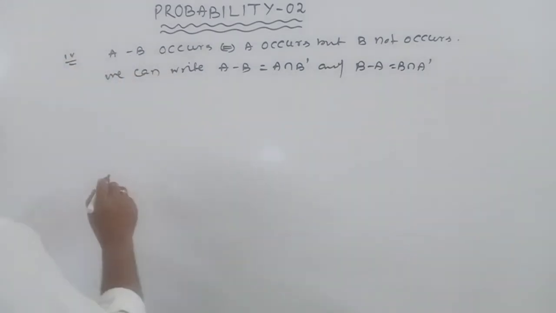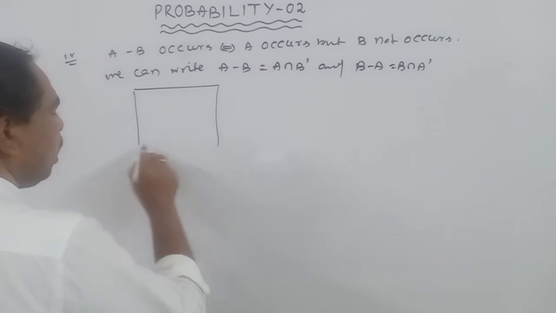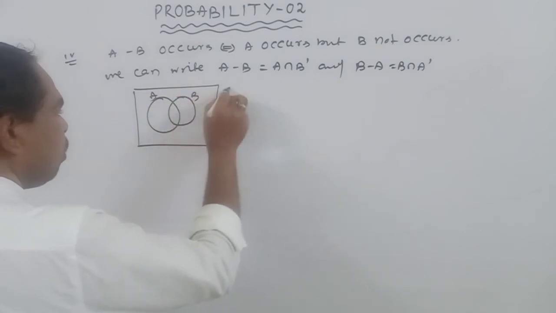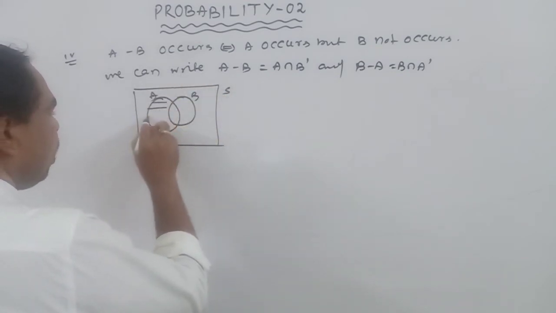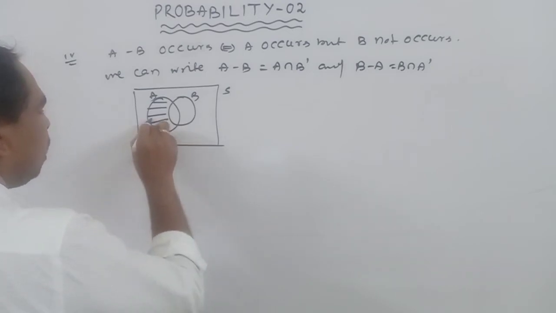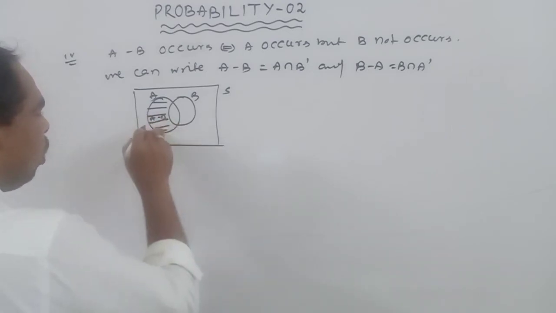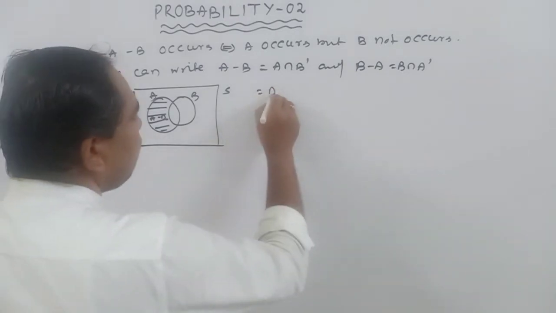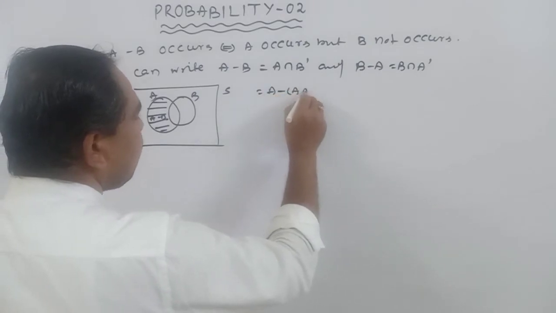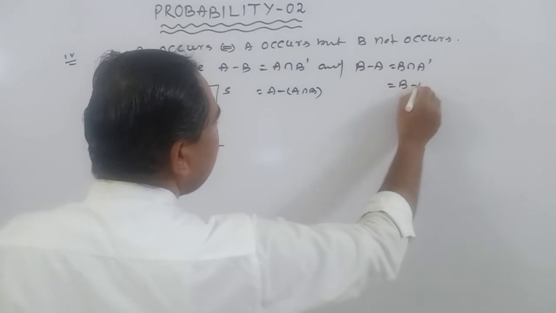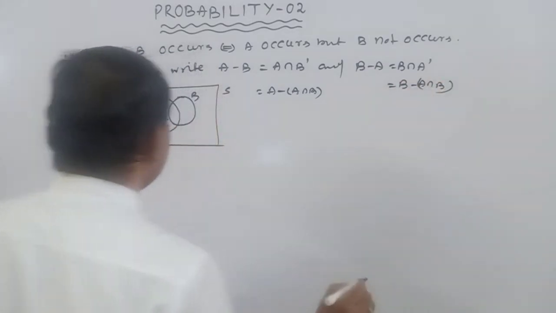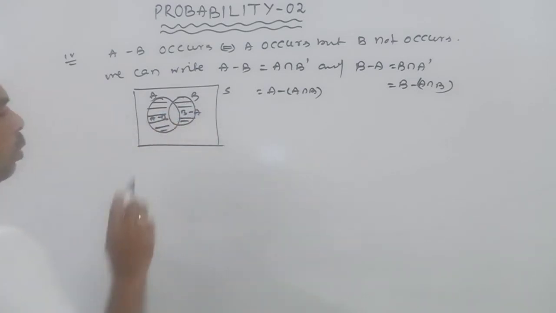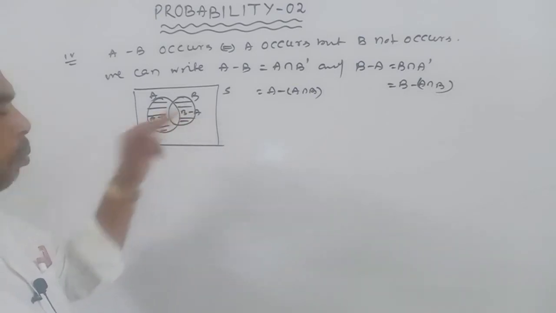In set theory, this is A and this one is B, and this is the sample space S. The region with only A is called A minus B, which is A minus A intersection B. Similarly, this one is B minus A intersection B, which is B minus A. This one is A minus B, this one is B minus A.